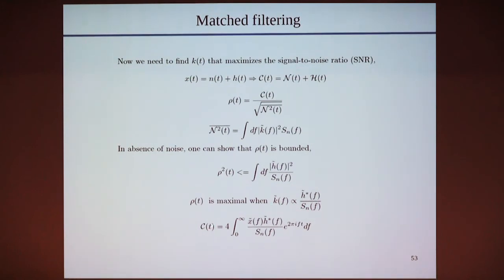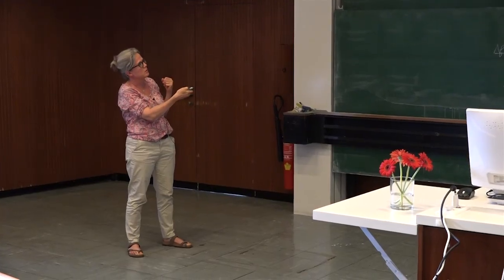And finally, the final function, actually it's not C here, it's rho, the SNR function. What I forgot to mention is that it's a function of t. So it's just the integral of the data multiplied by the signal divided by the noise spectrum.